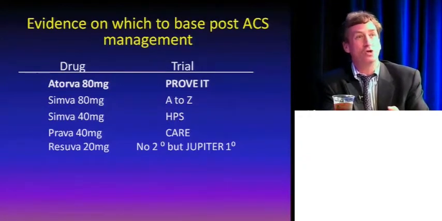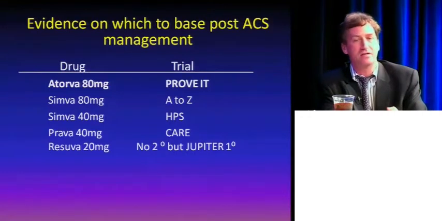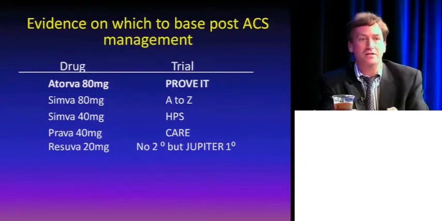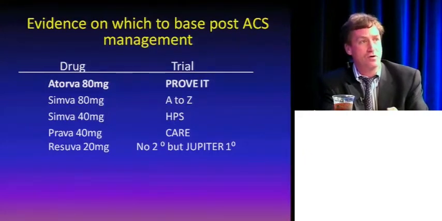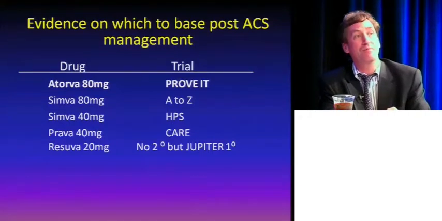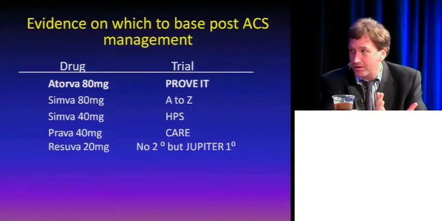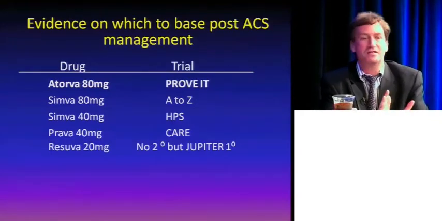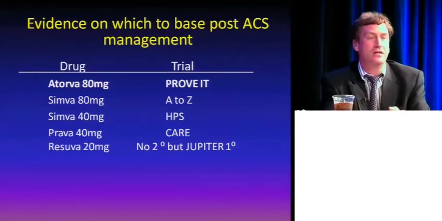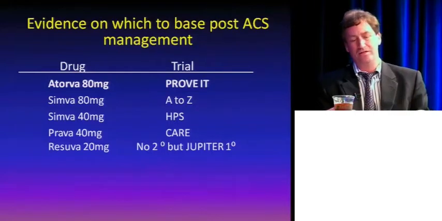Simvastatin 40 is a good long-term drug. We know that from the HPS trial, a very, very good trial that gave us a lot of data about statins. Pravastatin 40, one of the original trials done in CARE, very effective drug. And then rosuvastatin, the most recent trial, very effective in primary prevention, not secondary prevention. But if it works to prevent a first heart attack, it'll probably work to prevent a subsequent heart attack. So all of these are evidence-based medications. And again, applying the true evidence would be atorvastatin because it really fits with this patient.